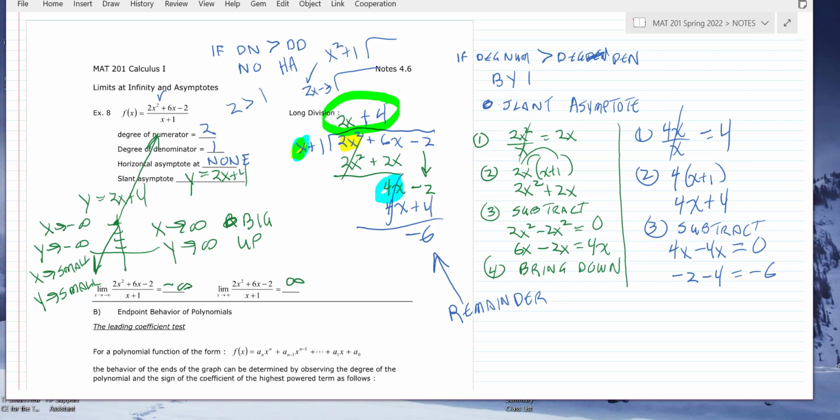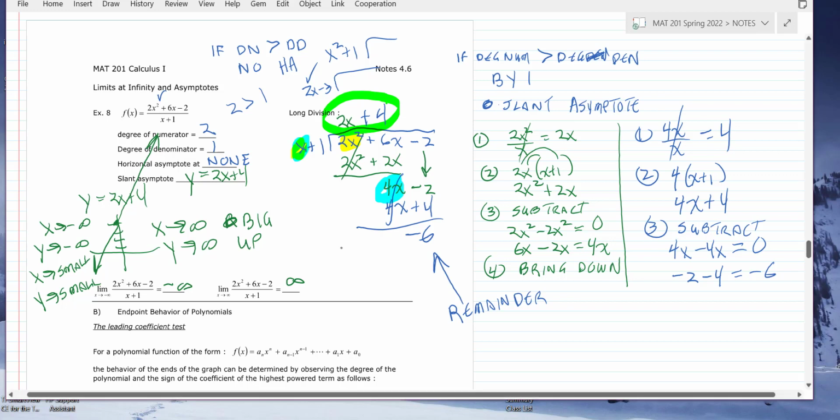If you're ever in doubt, you could do a test point. So if you want to do the limit as x goes to infinity, you could let x equal 100. That's a pretty big number. And then just plug it into the asymptote. So if you do 2 times 100 plus 4, you get a positive number. Therefore, that's going to go to positive infinity. And as x gets bigger, y gets bigger. That's why it's going to infinity.